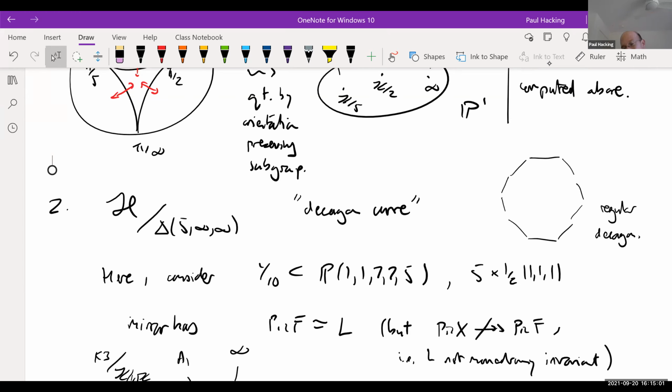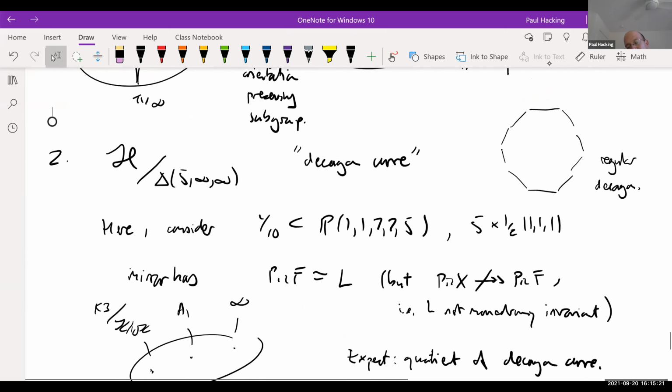And the reason is, again, in this family, the Picard group of the total space does not surject, in this case, onto the Picard group of the general fiber. So some of these classes in L are not monodromy invariant. So in fact, you don't have an L polarized family of K3s, but nonetheless, each fiber individually does have Picard group containing lattice L.